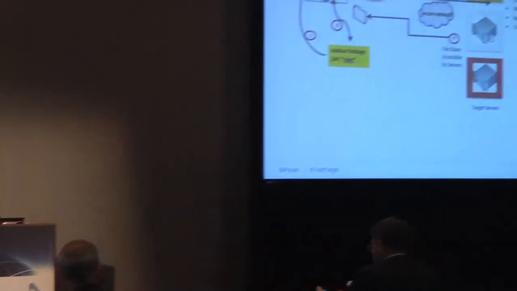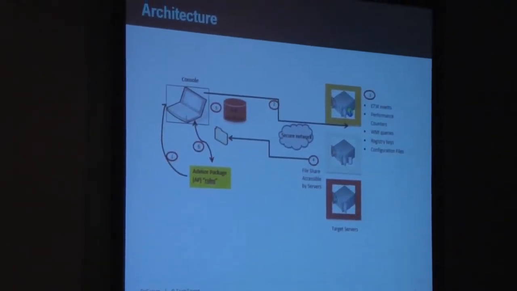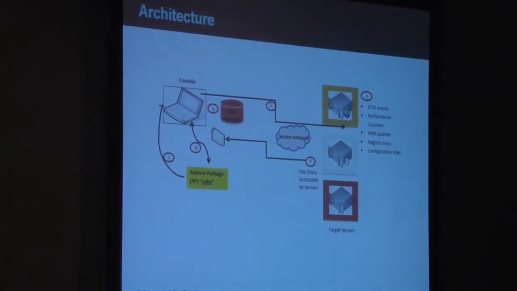So here's a simple diagram of the architecture. We have the console over on the left. The console uses advisor packages or rules. You have a SQL database, and then you have your network, your file share, and then your individual servers over here at 3. So the console fires itself up.